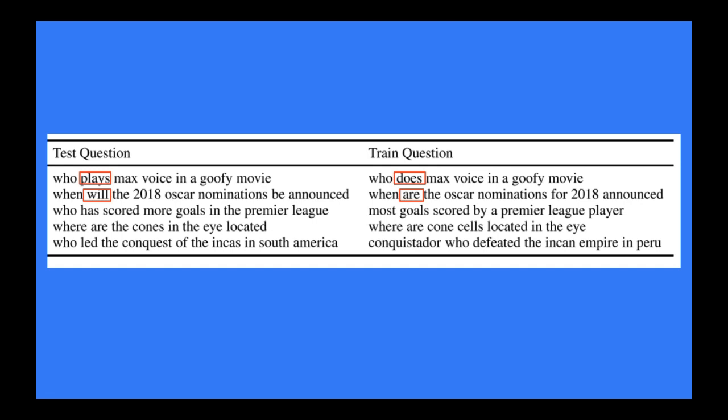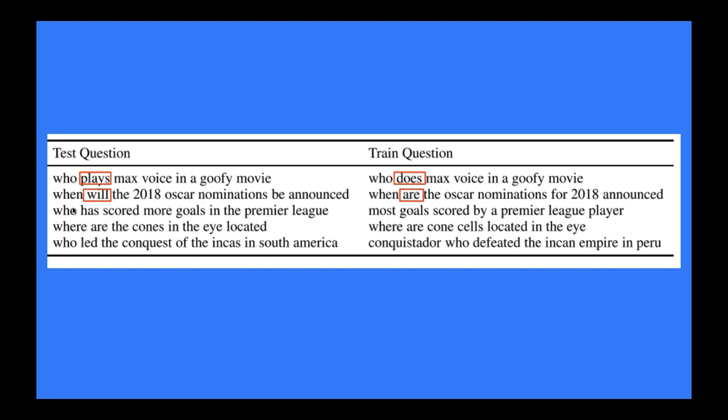Then we look at the first two rows. The first one: who plays Max's voice in A Goofy Movie? Who does Max's voice in A Goofy Movie? They basically only change a verb from "plays" to "does", and this is a very subtle change, and it definitely means exactly the same thing.